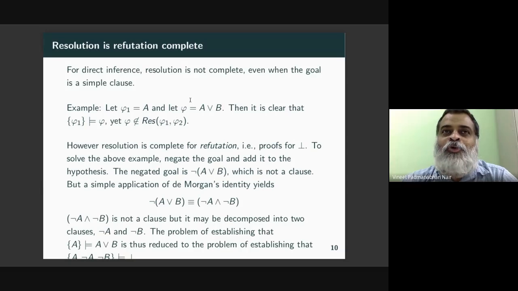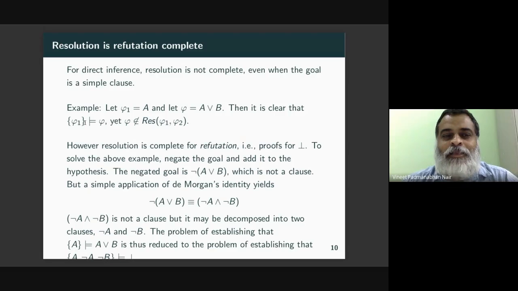Completeness, you know, I have already mentioned in the previous lectures, completeness and soundness. One example I have given here for why I am saying that for direct inference, resolution is not complete. A very simple example I have taken here. Suppose phi1 is equal to A and phi is equal to A or B. One is a standalone literal, another one is a disjunctive clause.